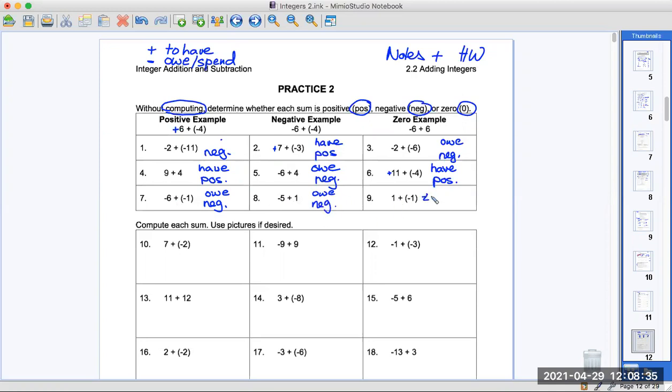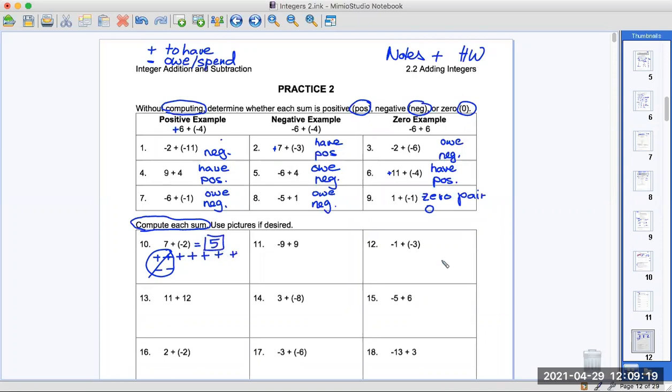And this is a zero pair. By the way, the number 0 is not positive nor negative. It's just 0. That's the only number that doesn't have a sign. So your job is to, oh, and now this one says compute each sum. So that means you have to figure out what it is. You can use counters. 7 counters, positives, 2, 3, 4, 5, 6, 7, plus 2 negatives. Line them up. These are 0, 1, 2, 3, 4, 5.